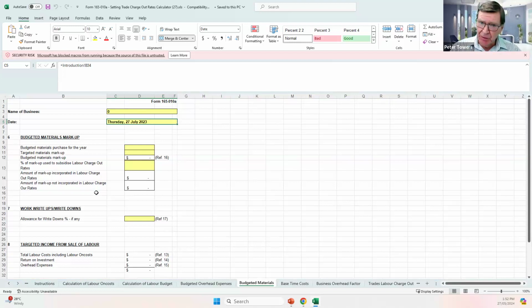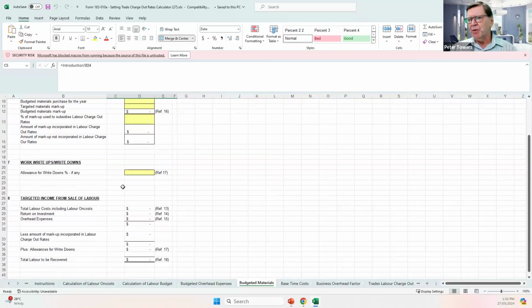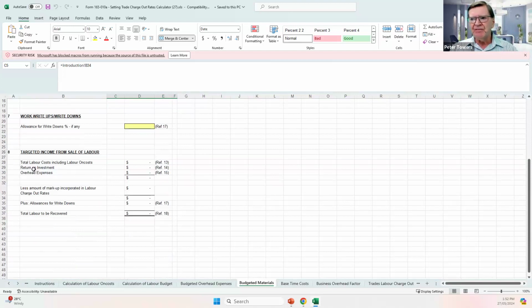Some people don't mark it up at all. Other people mark it up. People say they're going to mark it up, and then we find out they haven't marked up. You just want them to consider what they're doing. They can have a write-off or write-downs if they want to, or they can write up. And then the system is going to record for you what the targeted income is from the sale of labour.